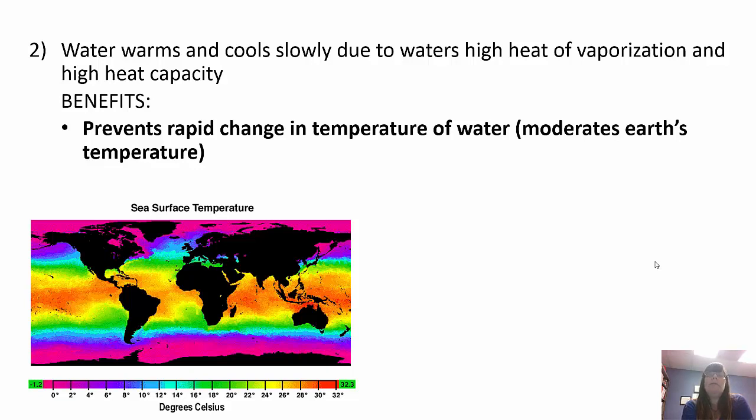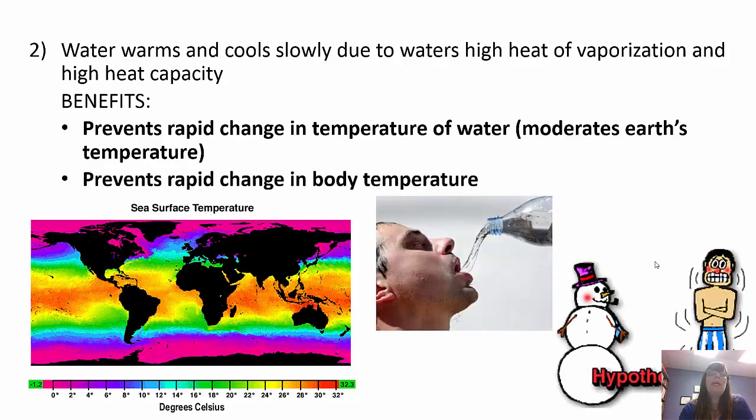What it does, though, is it prevents rapid changes in temperature because water is home to a lot of organisms on Earth. Water kind of acts as a buffer and prevents those temperature changes. If you've ever walked into a lake or an ocean and it's really warm on the surface, but then you hit that one spot where it's really cold, well, that kind of shows you the water's ability to absorb temperature. It also prevents a rapid change in our body temperature. We don't want to get too cold too quickly because we would die from hypothermia.